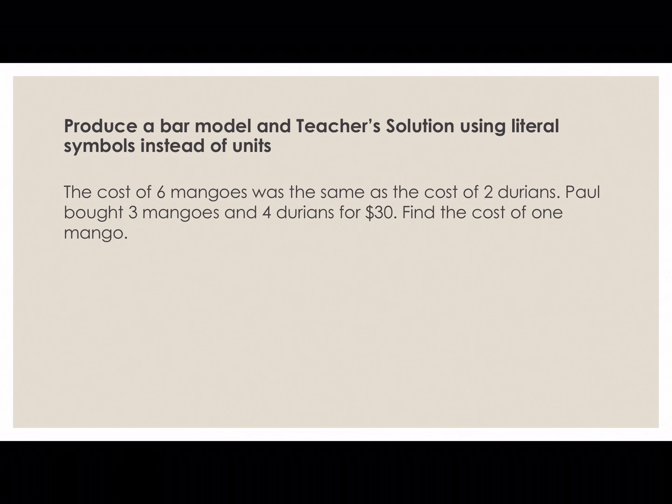The cost of 6 mangoes was the same as the cost of 2 durians. Paul bought 3 mangoes and 4 durians for $30. Find the cost of 1 mango. The cost of 6 mangoes was the same as 2 durians. So I need to draw a bar with mangoes and then show that there are 6 of them relating to 2 durians.